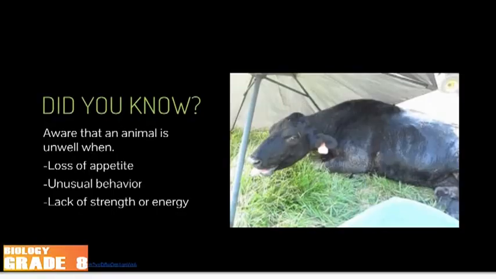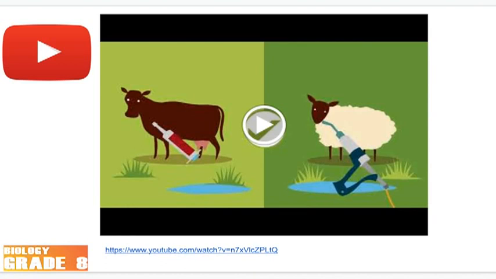Did you know? You can tell an animal is unwell when there is loss of appetite, unusual behavior, lack of strength and energy. Here's another video that talks about why it's important for pregnant animals to be looked after.